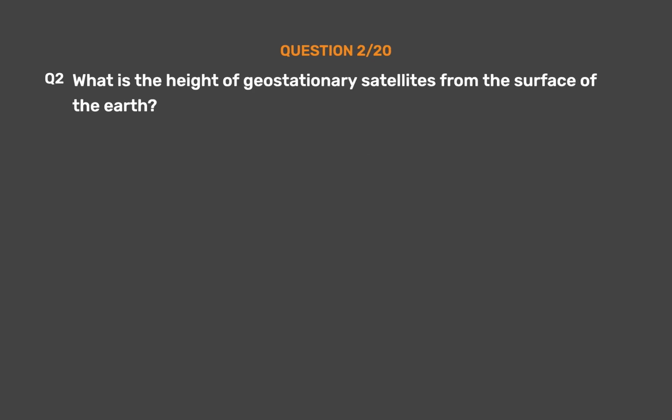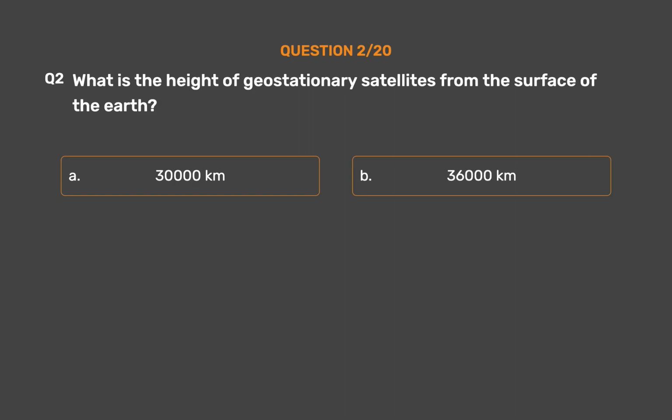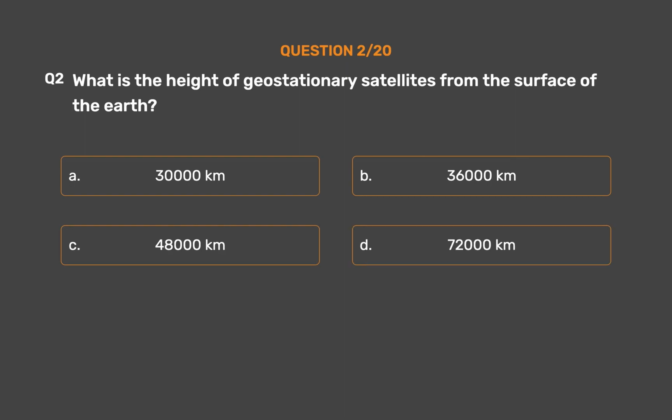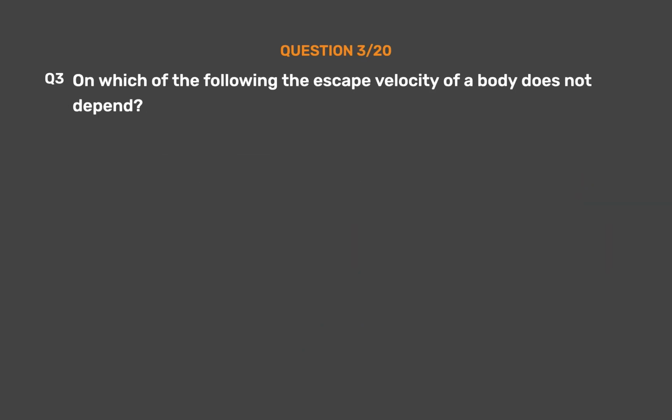Question number 2. What is the height of geostationary satellites from the surface of the Earth? Option A. 30,000 kilometers. Option B. 36,000 kilometers. Option C. 48,000 kilometers. Option D. 72,000 kilometers. The correct answer is Option B. 36,000 kilometers.